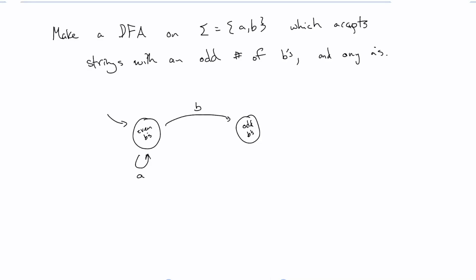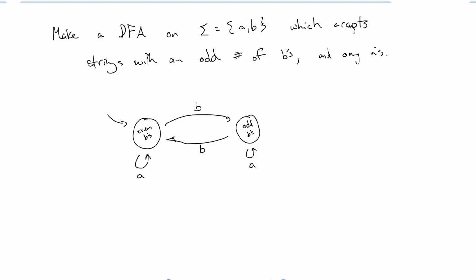All right? And then from the other state on the right, we also need to see two outgoing arrows. And I think you can probably see where this is going. If there's an odd number of B's and you see another B, you should go over to the even side. And if there's an odd number of B's and you see an A, it doesn't matter. You should stay on the odd side. So this is our diagram of states.